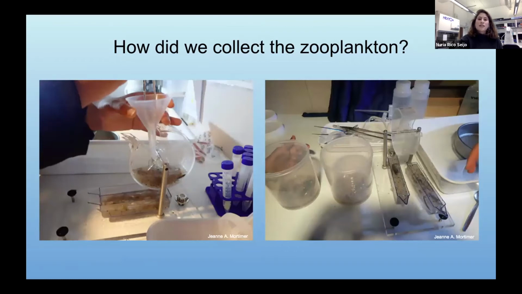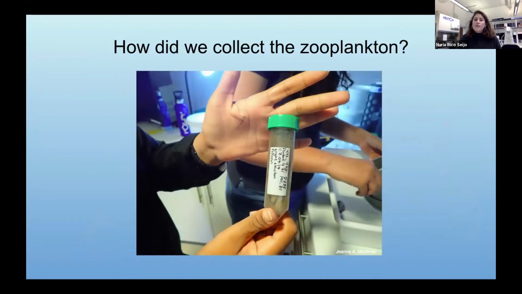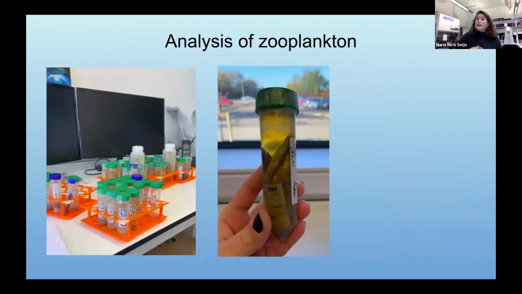So after splitting, we're gonna collect it into a falcon tube, as we see here in our picture, and we had 4 samples. One of those samples was for zooplankton analysis. We had a lot of samples, and more or less they're all really crowded, as we see in the middle picture. So to analyze one sample like this will take a long time. So we have to split it again and divide it into other subsamples.